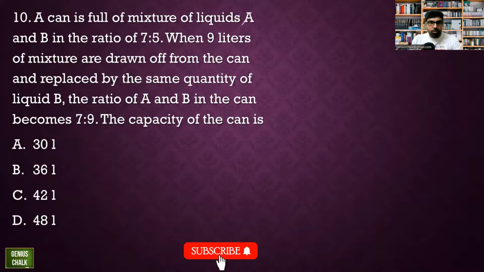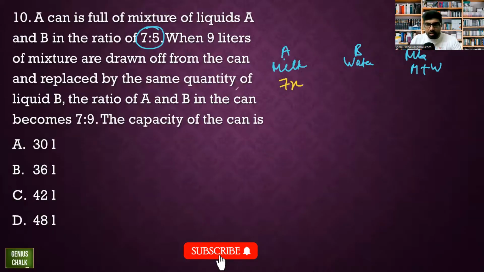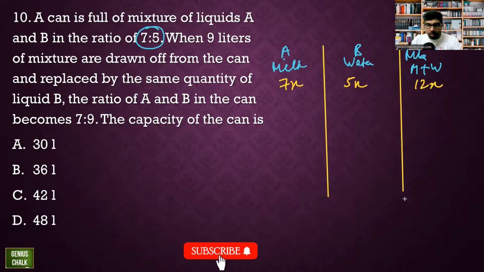So a can is full of mixture of liquid, and so it is like this. Let's take this is milk, and this is water. Let's say milk is called A, water is called B, and mixture is total milk plus water. Now 7:5, what is the meaning? That is that 7x is milk, 5x is water, so total is 12x. I hope it is clear. Now I'll make a line here and try to explain this.